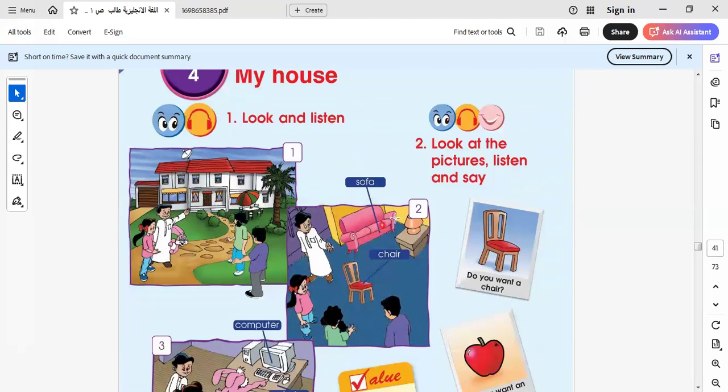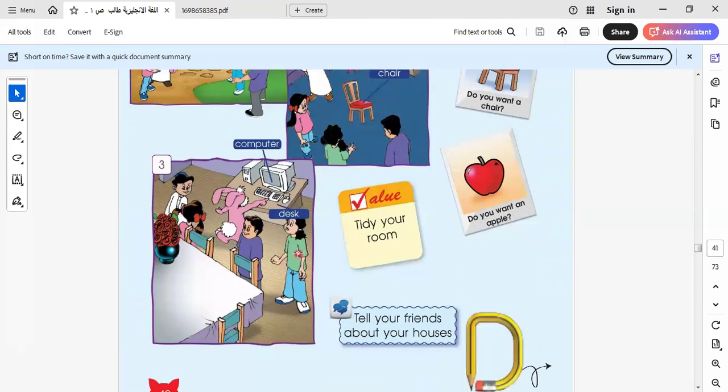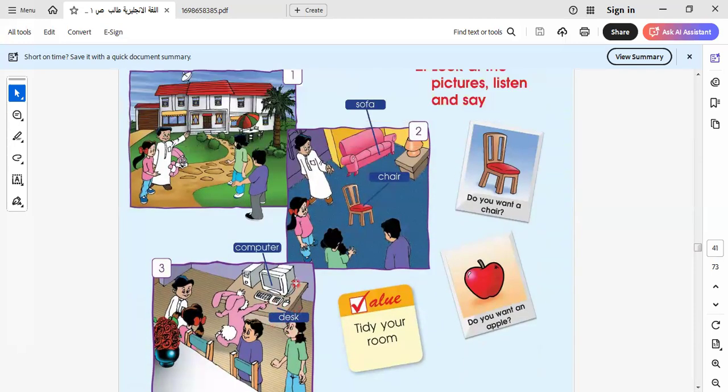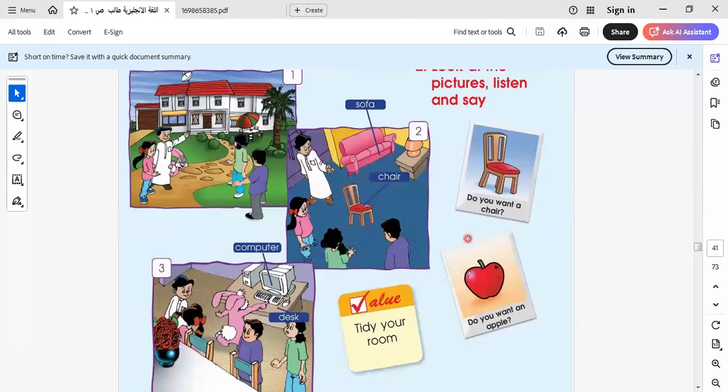Here we have sofa. All of us know sofa. We know chair. We know a computer here. Desk in the bedroom. We have these things in the bedroom. In the living room, we have chair, we have sofa, we have television, and so on. All these things we see in our living room.